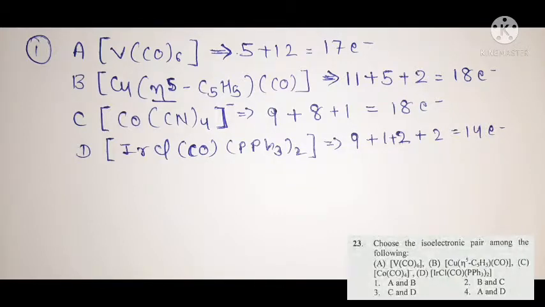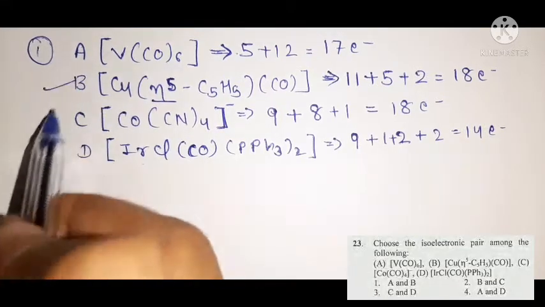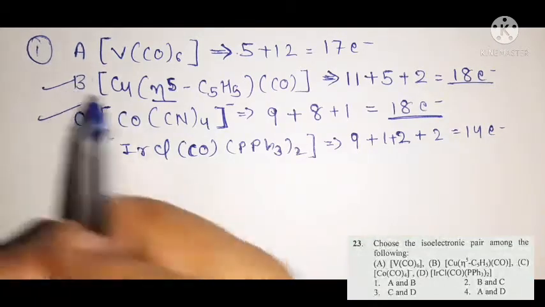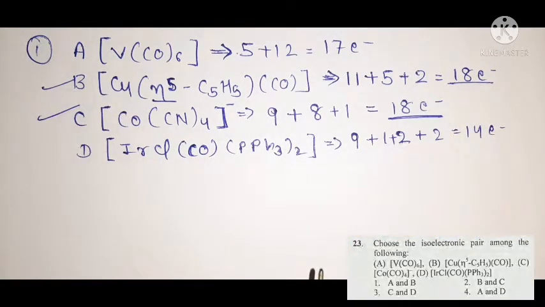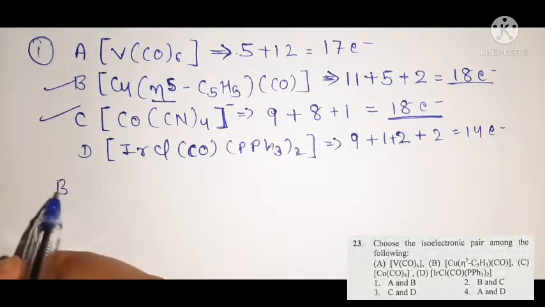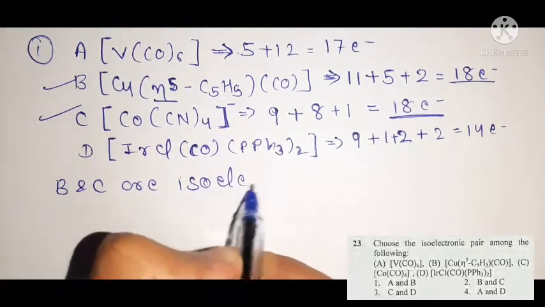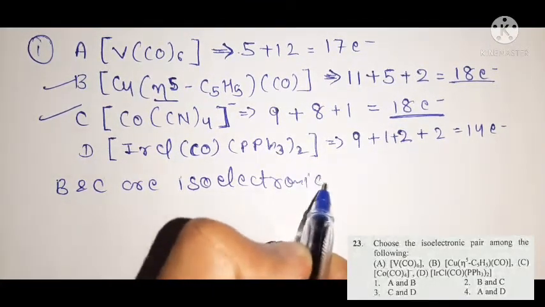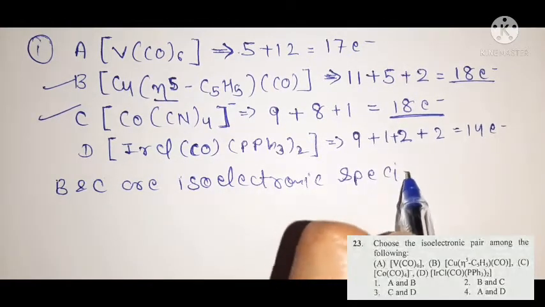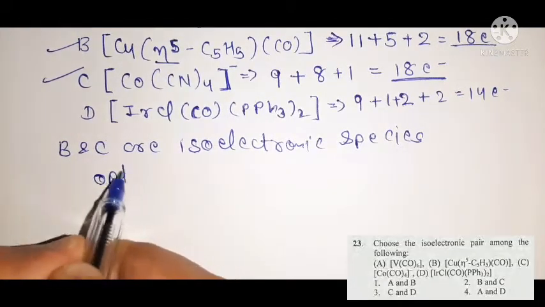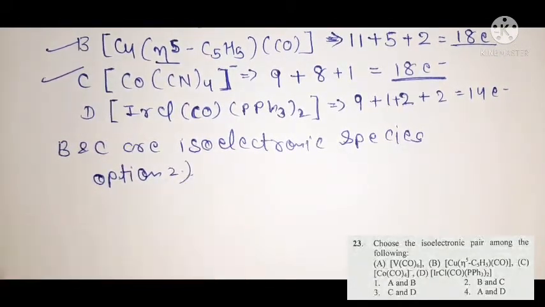So on the basis of these results, you clearly see that B and C are 18 electron systems, meaning 18 electrons are present in these complexes. So your B and C complexes are isoelectronic species, and this can be matched with option number second. Option number second contains B and C complexes. Understood?